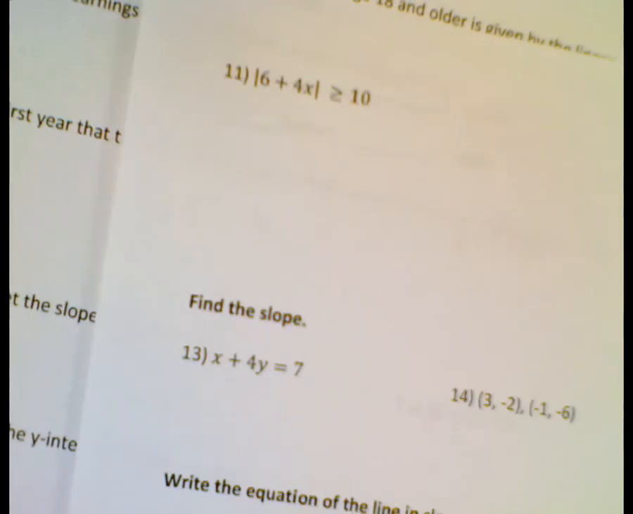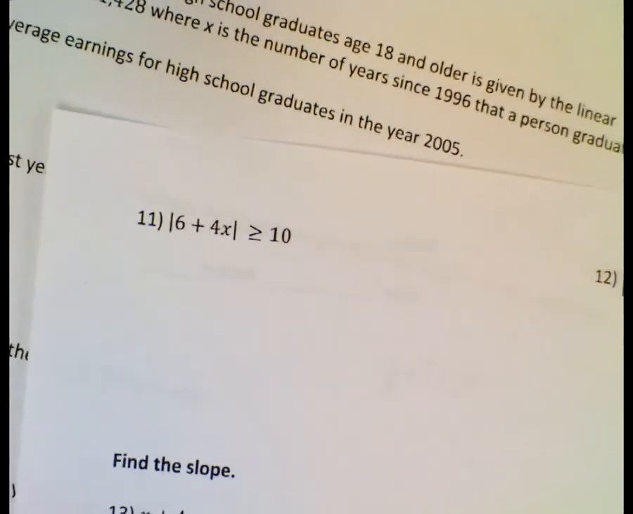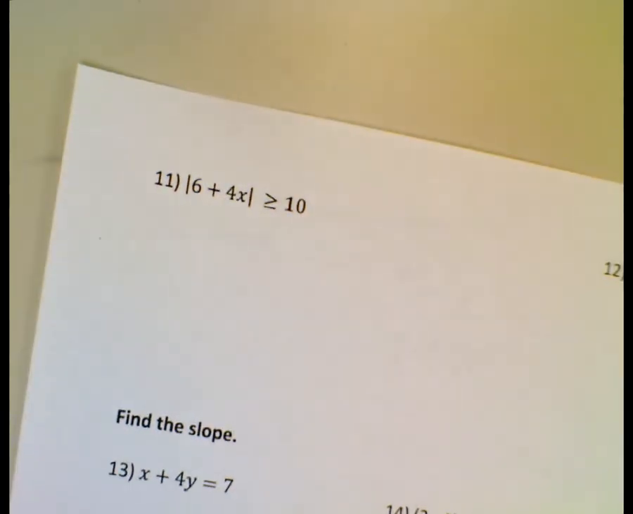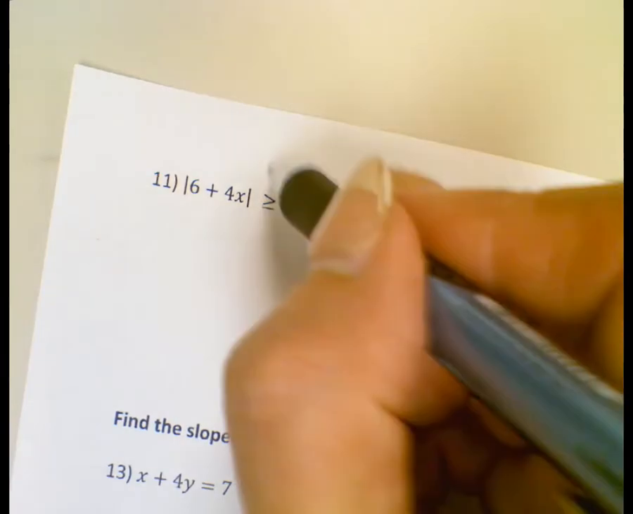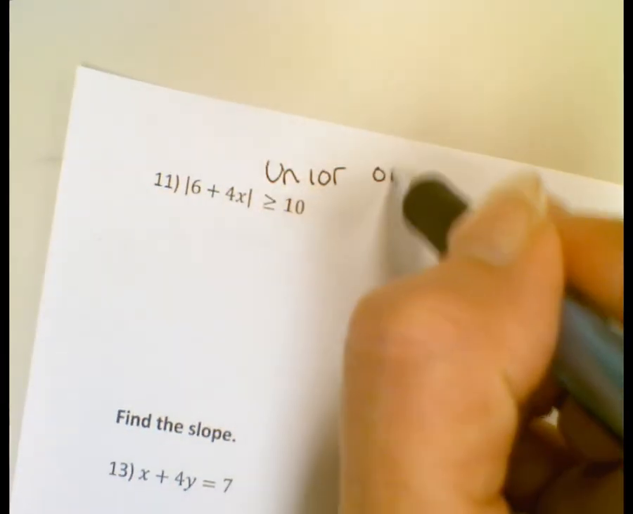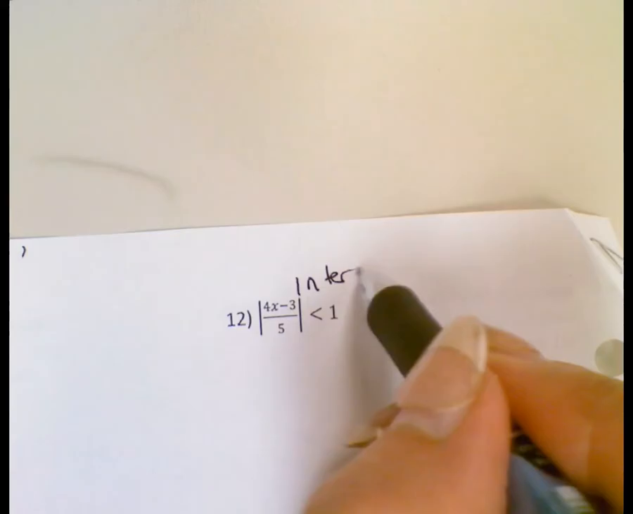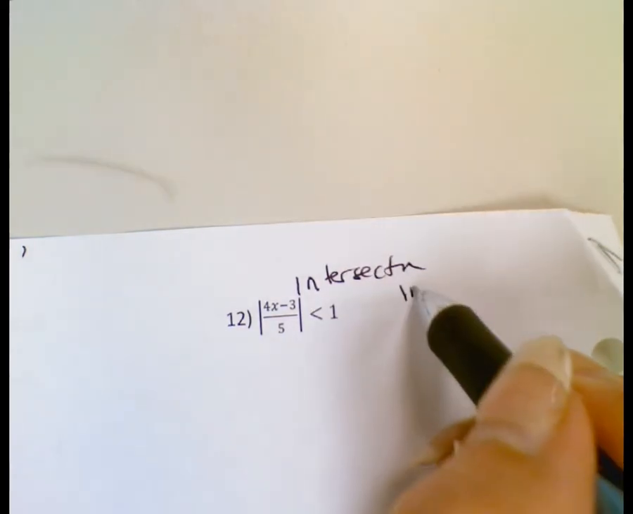Okay, inequalities. How many sets of answers do you have if you have an inequality? Hopefully you're saying 2. So it's 2 separate inequalities. If it's a greater than, it's going to be a union with an or. If it's less than, it's an intersection and it's an in-between.